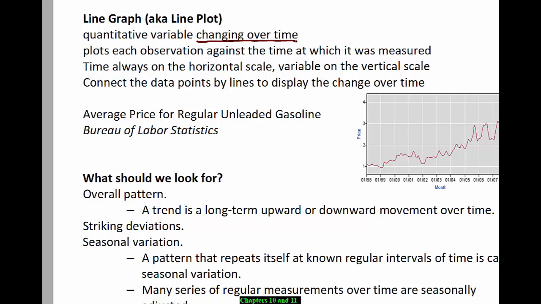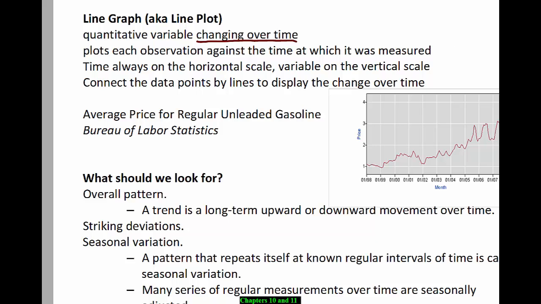What should we look for when we look at a line graph such as this? Well, the overall pattern. Notice that this does meet our criteria. Time is on the horizontal axis, and our variable is on the vertical axis. So what's the overall pattern here? Well, our overall pattern is a general uphill trend. We notice that in general, these prices are moving upwards over time.